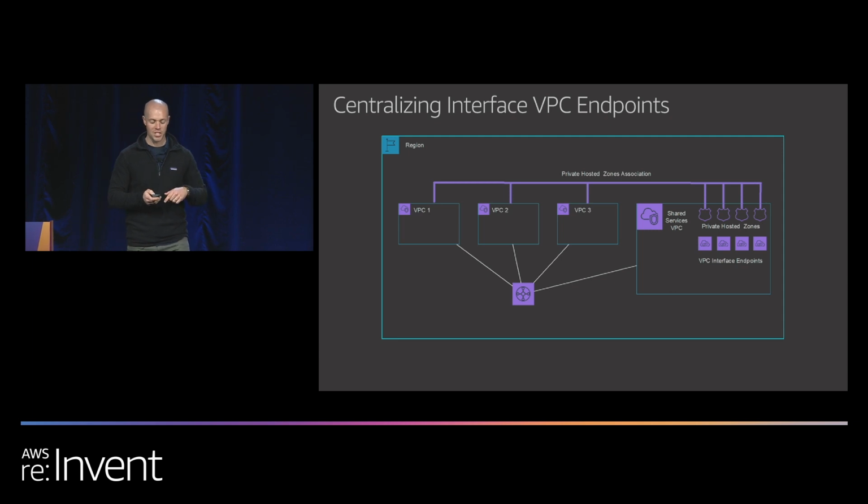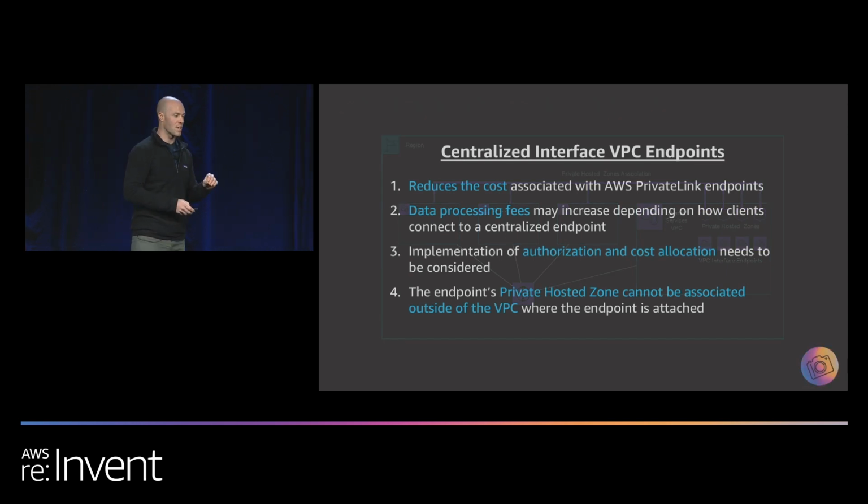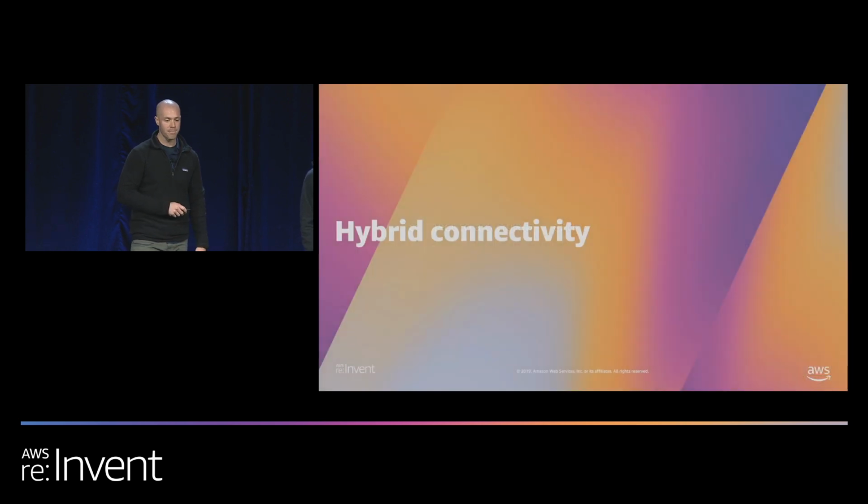There's a white paper we're going to show you in just a second here that will definitely take a picture if you're interested in this model. It will go into this in depth. Okay, so on that shared services VPC, these are the things to consider here. If you're looking to reduce costs on private link endpoints, this may be an option for you. Not always, depending on the traffic profile. Data processing fees may be more than the other. The other thing I would say is the private hosted zone association. We'll show you the link in there in just a second.